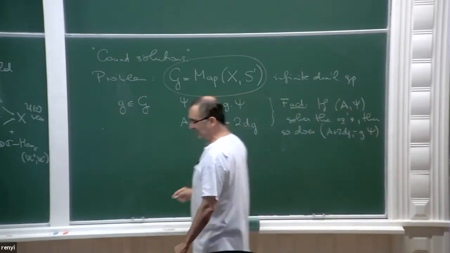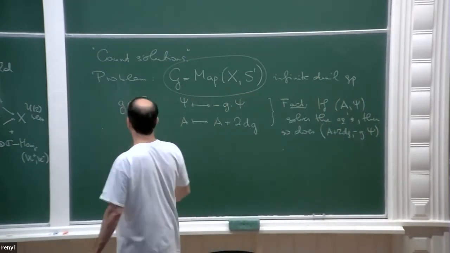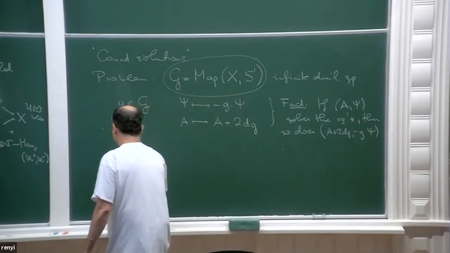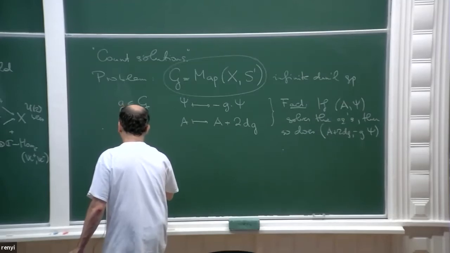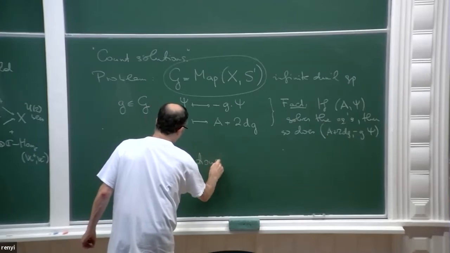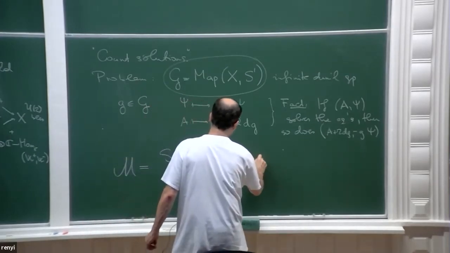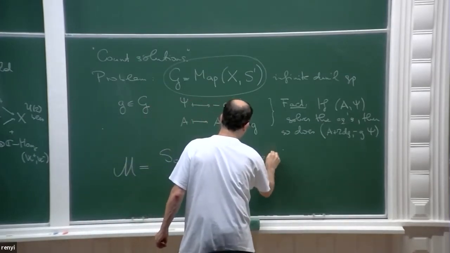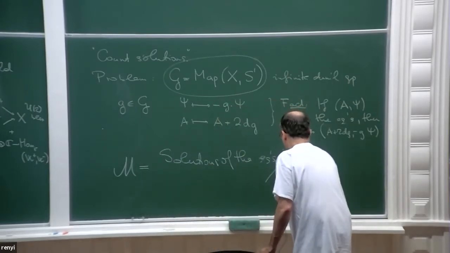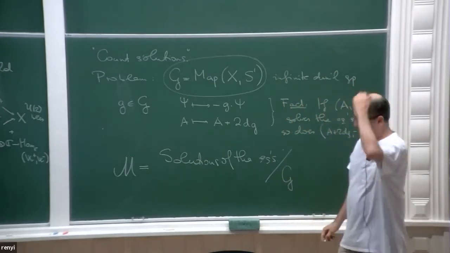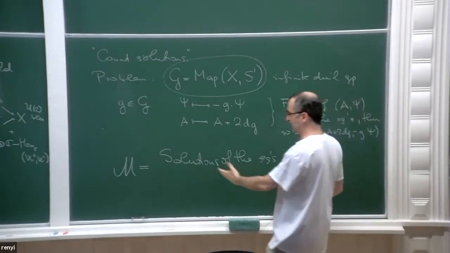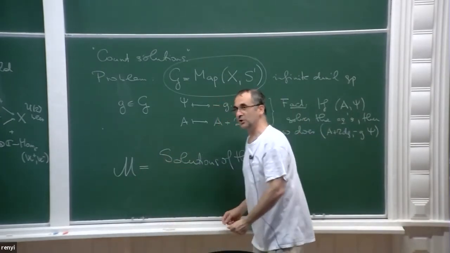Of course, the idea is then, why don't we just quotient out by the action of this group on the space of solutions? So let's take the space M, which is just the solutions of the equations divided by the action of this big group G. And that's a fantastic idea. Then we hope that we will get something which can be counted. Of course, what can we count?